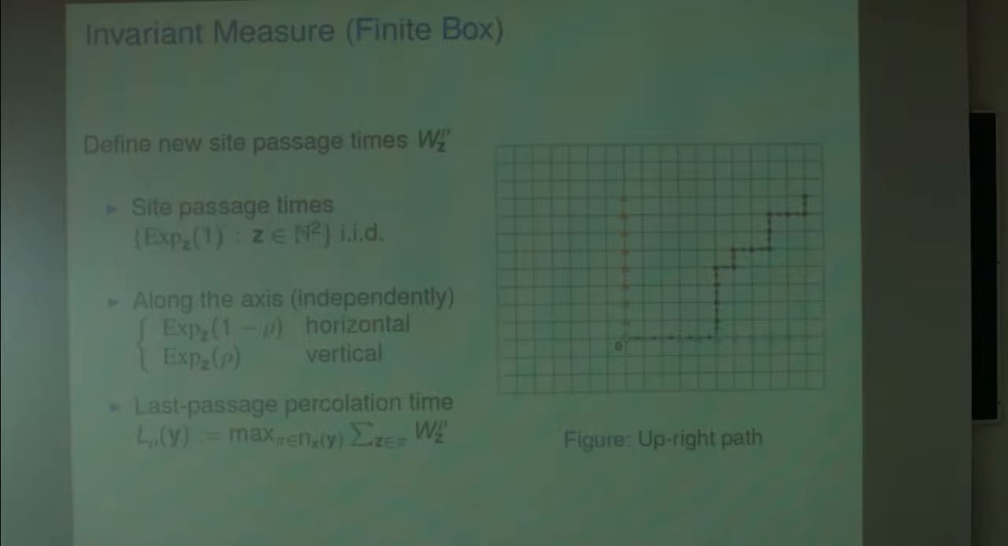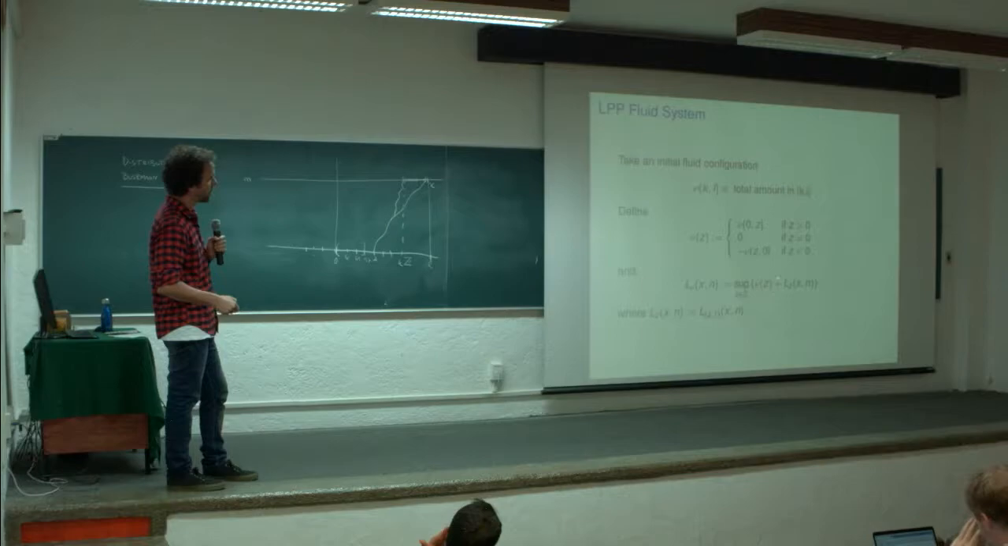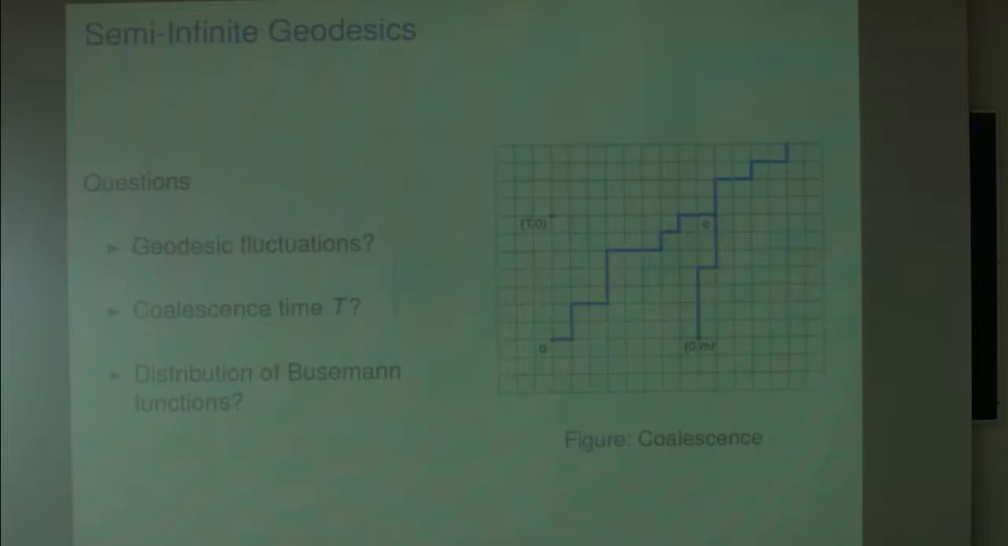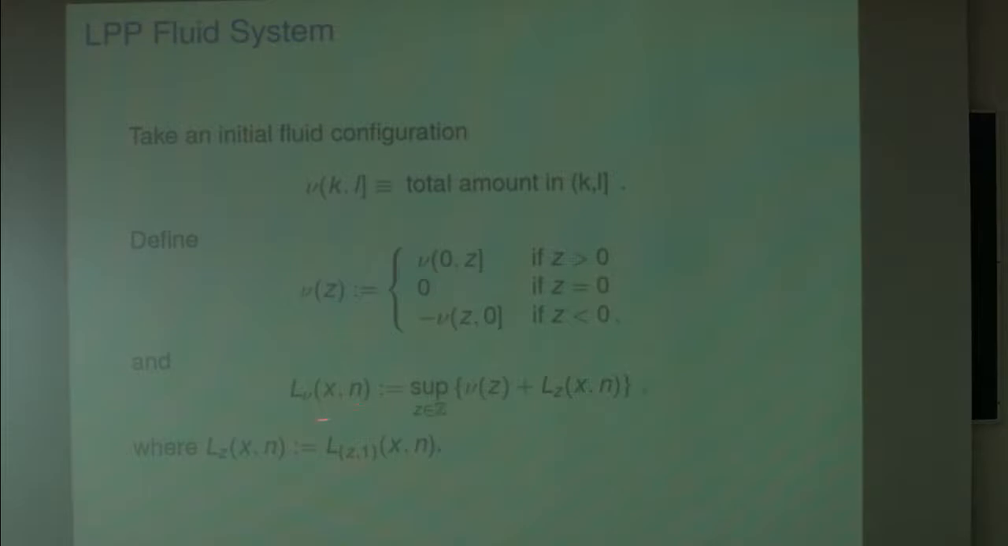And then I have the last passage percolation time, which I define in the same way as before. Just notice that in this model, I define it as the supremum of what you pick from the boundary plus what you pick from the point-to-point last passage. But I could also have defined it in a similar way, by taking the path and summing the weights. If you go right, then it's positive. If you go left, it's negative. And then you just maximize over all possible paths. You will get the same object here.